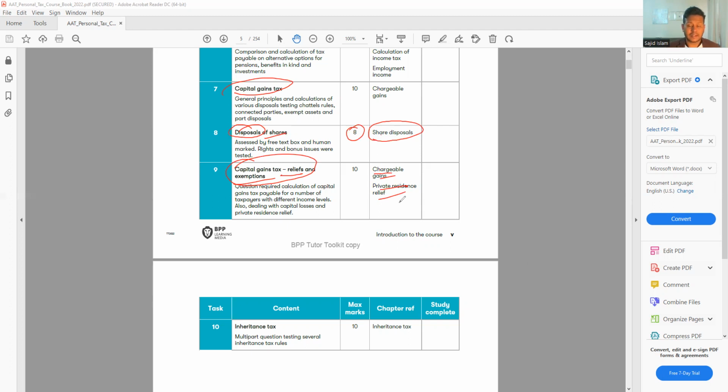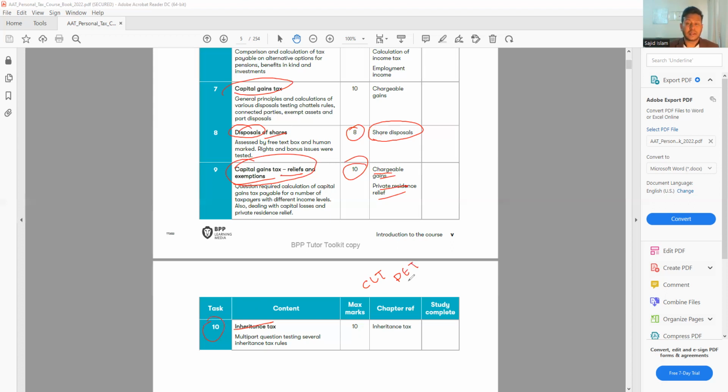We're going to look at this chapter, and it will have 10 marks in the exam. Then finally, you can see tax number 10 will have inheritance tax. That will be a really straightforward question, but there are a few things you have to remember. For example, CLT, that is chargeable lifetime transfer, and we have PET, P-E-T. PET means potentially exempt transfer.